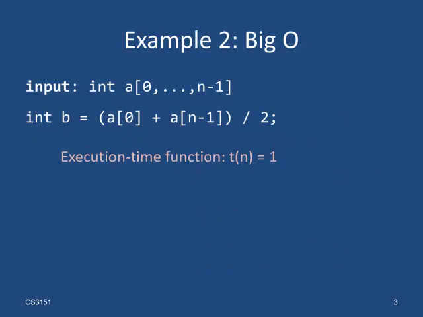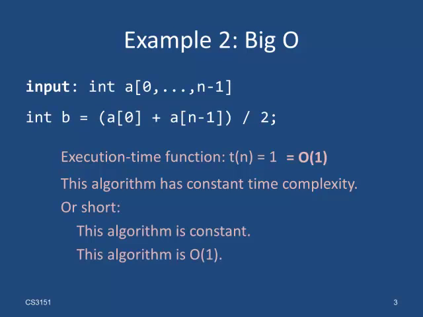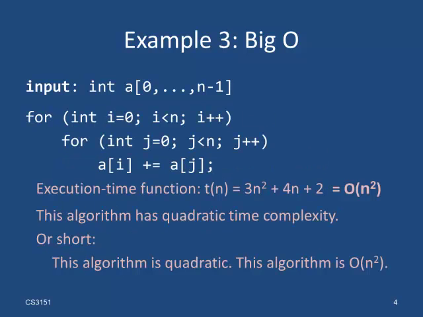The next program snippet performs just one step, no matter what the input size is. The execution time function is O of 1. We say that the algorithm has constant time complexity, or short, the algorithm is constant, or O of 1. The next program snippet has a quadratic execution time function, so it is O of n square. In other words, it is quadratic.